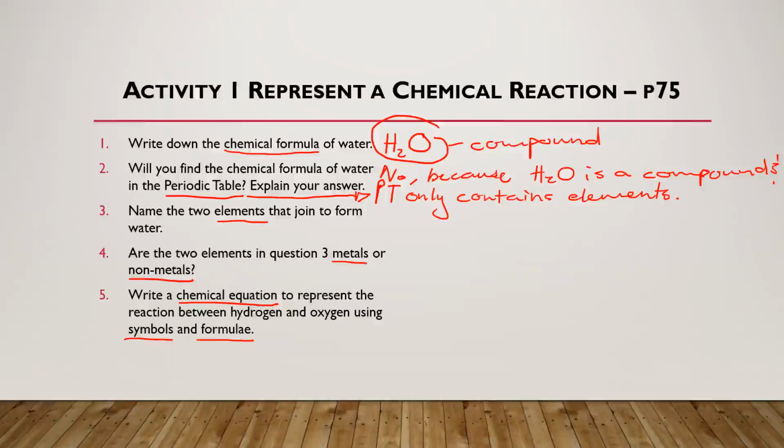So question 3 is name the 2 elements that join to form water. Well, we have H2O for question 1, so you can just look at question 1 and see, okay, well, we have H and we have O. And what is H? That is hydrogen, the first element in the periodic table, and then of course oxygen.